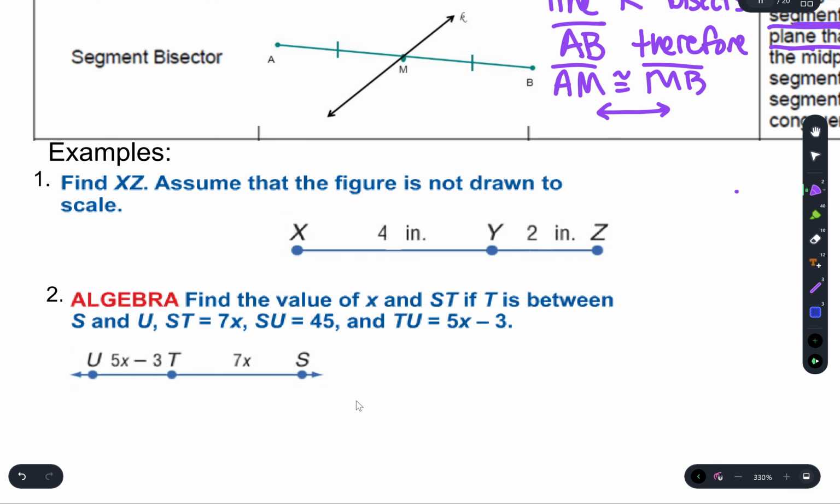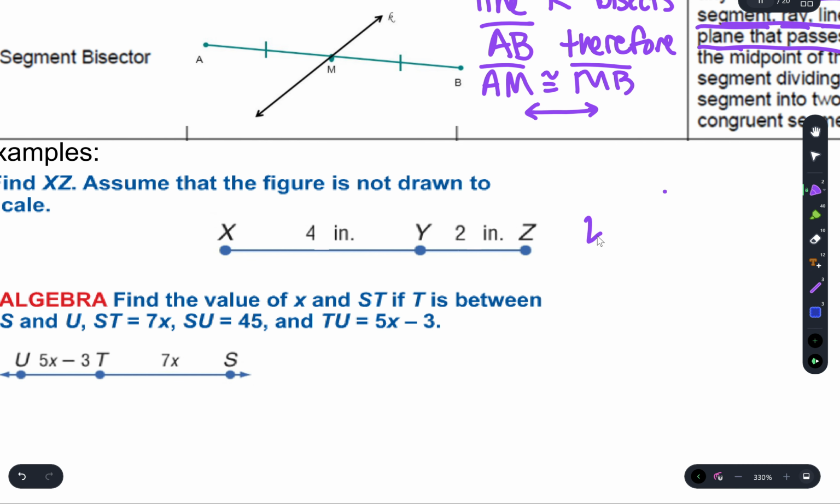First example here, find XZ. Assume the figure is not drawn to scale. We're never going to assume figures are drawn to scale in geometry. That's just a rule. So what's the length of XZ? It's not rocket science here. I'm not trying to trick you. What's the length of XZ? Yes, 6 inches. I take each piece, 4 inches plus 2 inches, to get that XZ must be 6 inches.